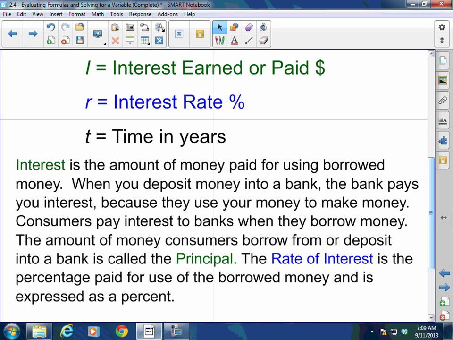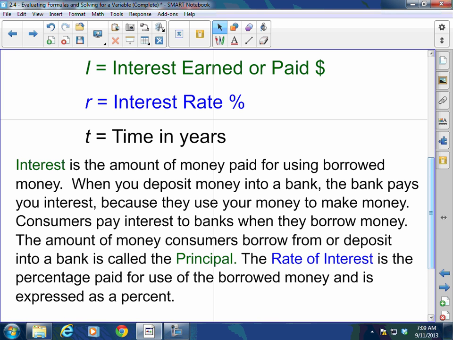Now, the amount of money that consumers borrow from or deposit into the bank is called the principal. Notice it's also green because that is money. That is the amount of money that you borrowed or the amount of money that you deposited. Because remember, when you deposit money, that means you're adding money to your account in a bank. And when you're adding money to your account, they are using the money that you added. So that is why you get paid interest. I hope that makes sense.